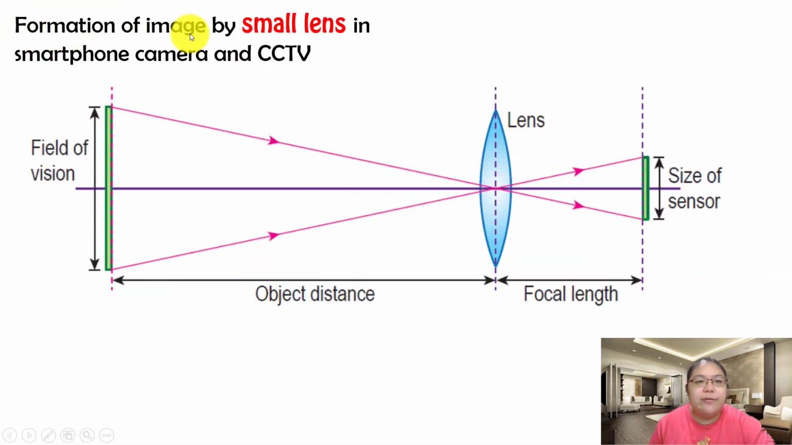Okay, so this one is the image formation from the small lens used by the smartphone camera and CCTV. So this one is a view of the diagram. Here is the object distance. This one is the focal length. So this is the size of the sensor. The lens must be located at the focal length. Then from here, just go here. The sensor is exactly at the focal length. Finally, the rays cross at the center, then capture. Okay, that is the view.